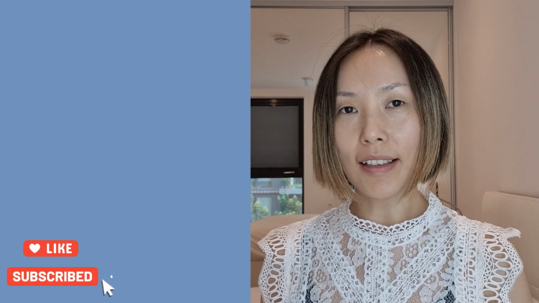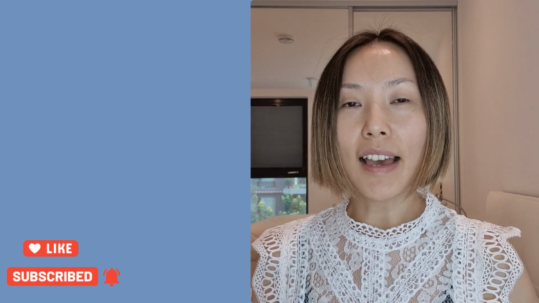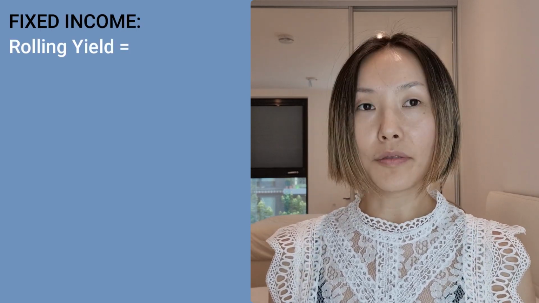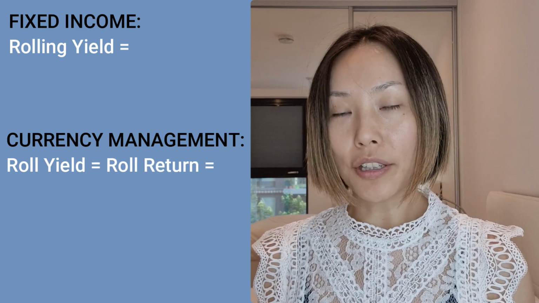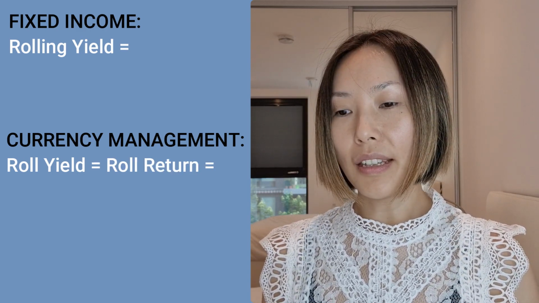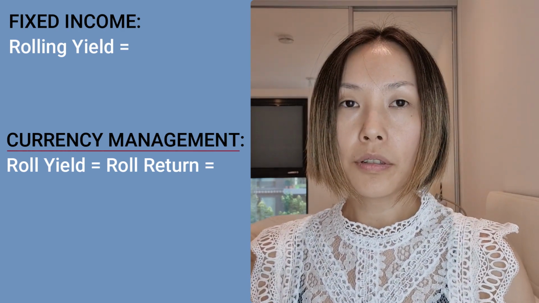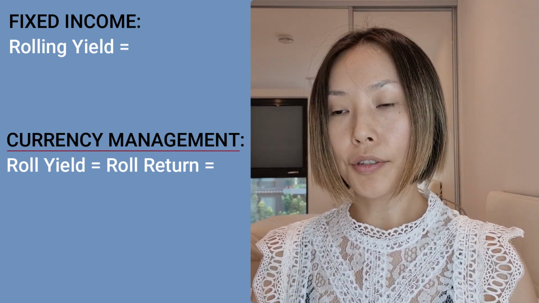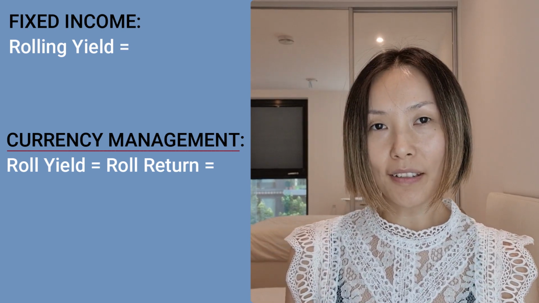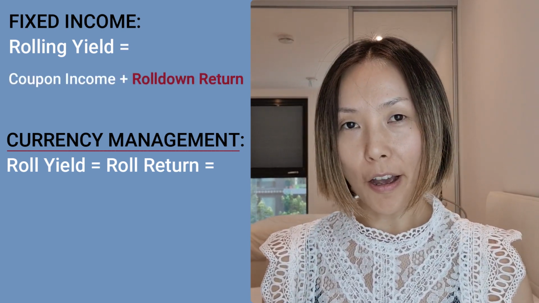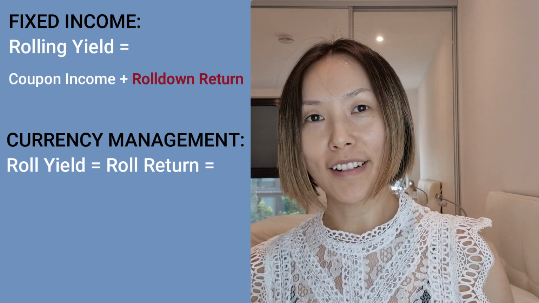One thing that might be worth noting is that there is another concept that's very easy to be confused with the rolling yield in fixed income. And the other concept is called the roll yield or the roll return, which is in the currency management section. So roll yield or roll return is not to be confused with the rolling yield or the roll down return in fixed income. So there are in total 3 different concepts.